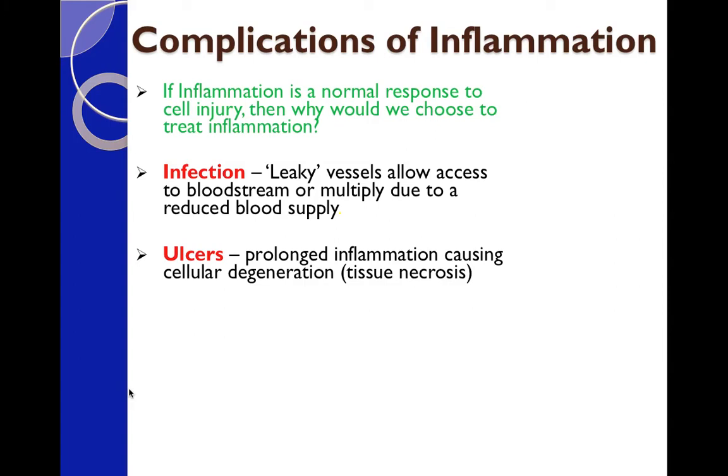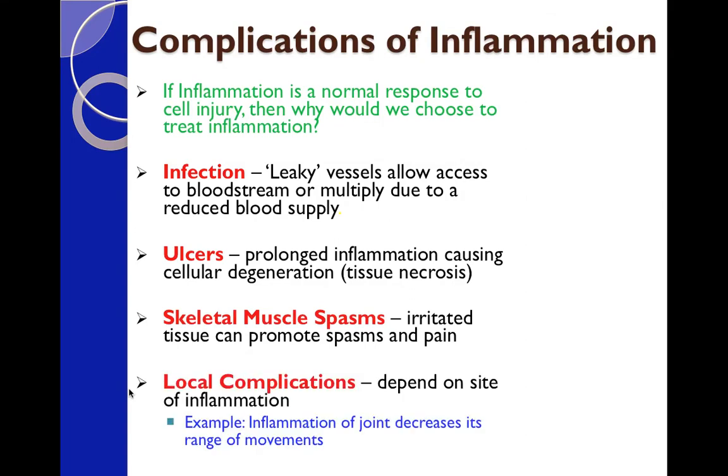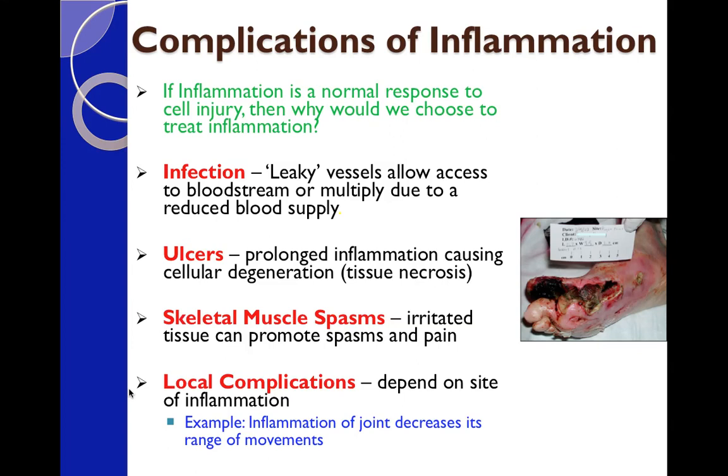After a long period of time, you can get ulcers, which, if they're not properly managed, can become necrotic. Irritated muscle tissue can spasm and cause pain, and of course we talked about the local complications. So depending on where the inflammation is, like a joint, for example, you might lose function in that area. This is an example of diabetic foot, I believe, an ulceration that turned necrotic.